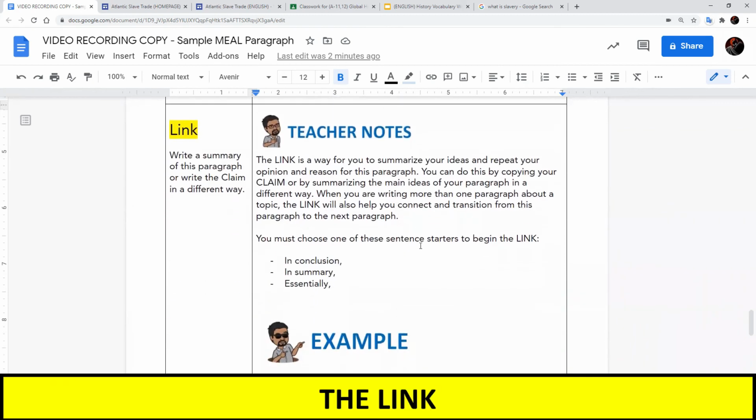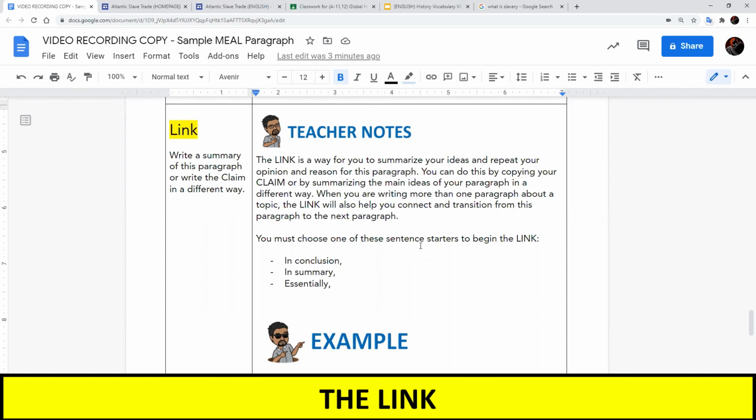And now what's left is the link. So the link really has two functions. The first function is that the link is used as a way to summarize the meal paragraph. Whatever it is that you talked about so far, the link is a way to say the main ideas and the main points of what this paragraph is about, and provide a close for the paragraph.